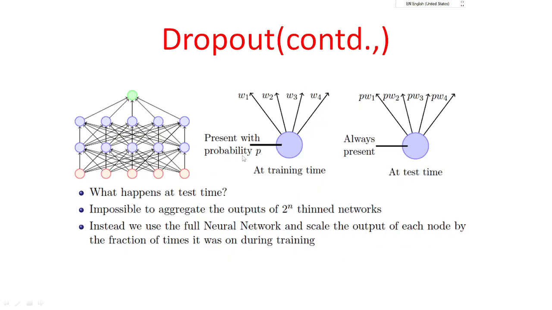If the weights are present with some probability during training, at test time they are always present. So what happens at test time? It is impossible to aggregate the outputs of 2 power n thin networks. How many thin networks will you have? You will have 2 power n, if we have n nodes. Instead, we use a full network and scale the output of each node by the fraction of time it was on during training. P is the fraction of time it is on during training. We can scale it.